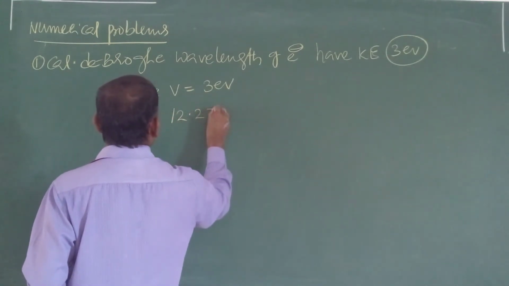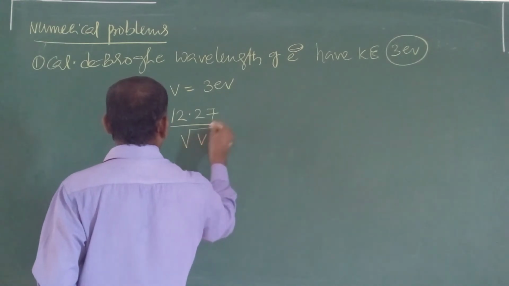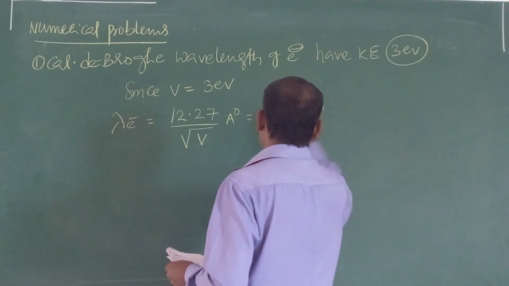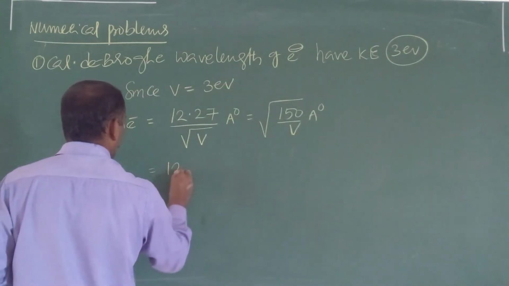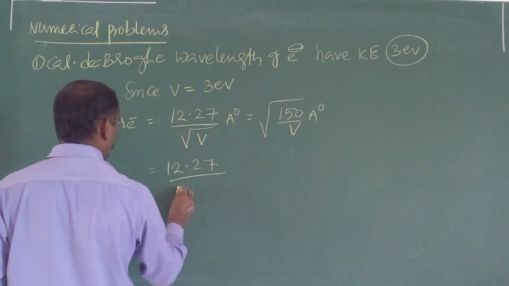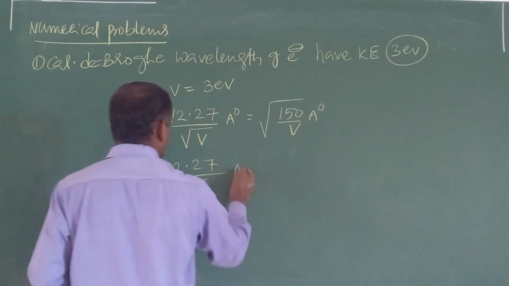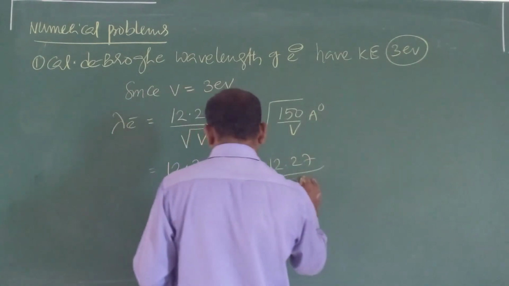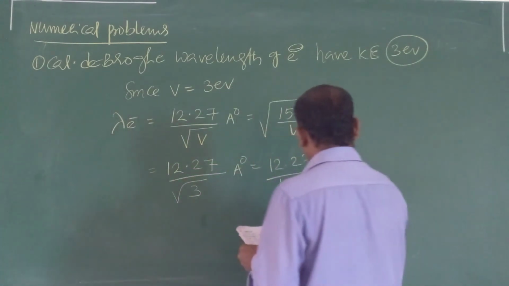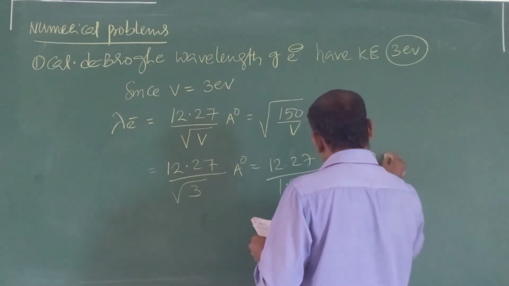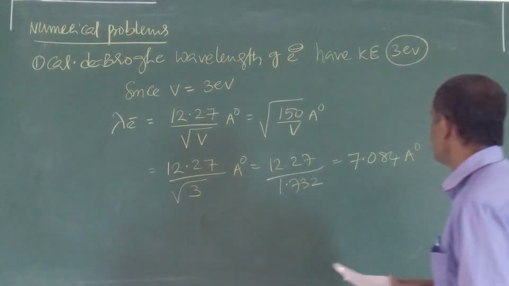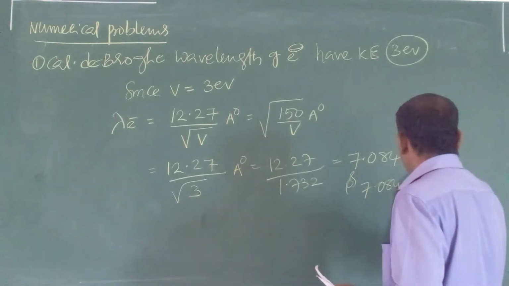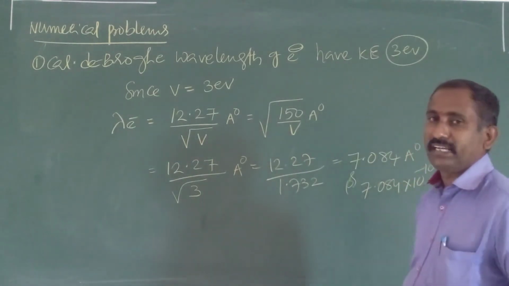Since the potential difference is 3 electron volts, we know the wavelength of an electron, whenever the value is given, our shortcut formula is 12.27 by square root of V angstroms, otherwise square root of 150 by V angstroms. That equals 12.27 by square root of 3 angstroms. Square root of 3 is 1.732. After calculating, you will get 7.084 angstroms. If they are asking in meters, 7.084 into 10 power minus 10 meters.